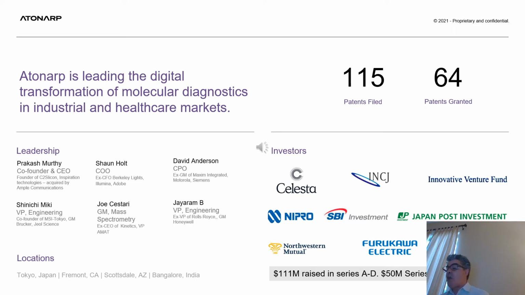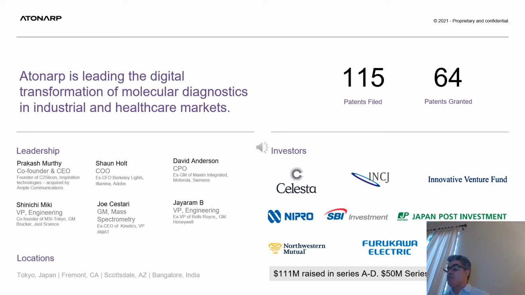We are a technology-driven company. Over 115 patents have been filed for protection worldwide. 64 have been issued as of July 2021. The company is headquartered in Japan with offices and laboratories in Tokyo, Bangalore, India, Fremont, California, and our newly opened offices and laboratories in Scottsdale, Arizona.